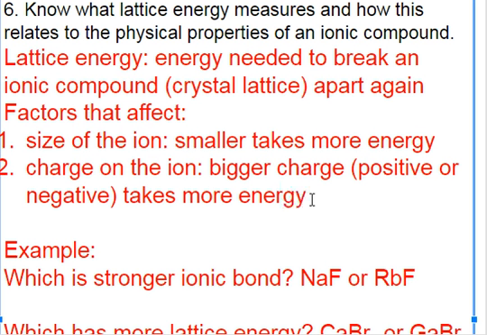So then the examples I have down here, you've seen some questions like this in your problem set. Which is a stronger ionic bond, NaF or RbF? Well, if you have a periodic table nearby, the anion is the same for both. So fluorine's really not going to make a difference. If you've got fluorine in both compounds, it doesn't matter how big or how small fluorine is or what its charge is. So really what you have to look at is Na and Rb.